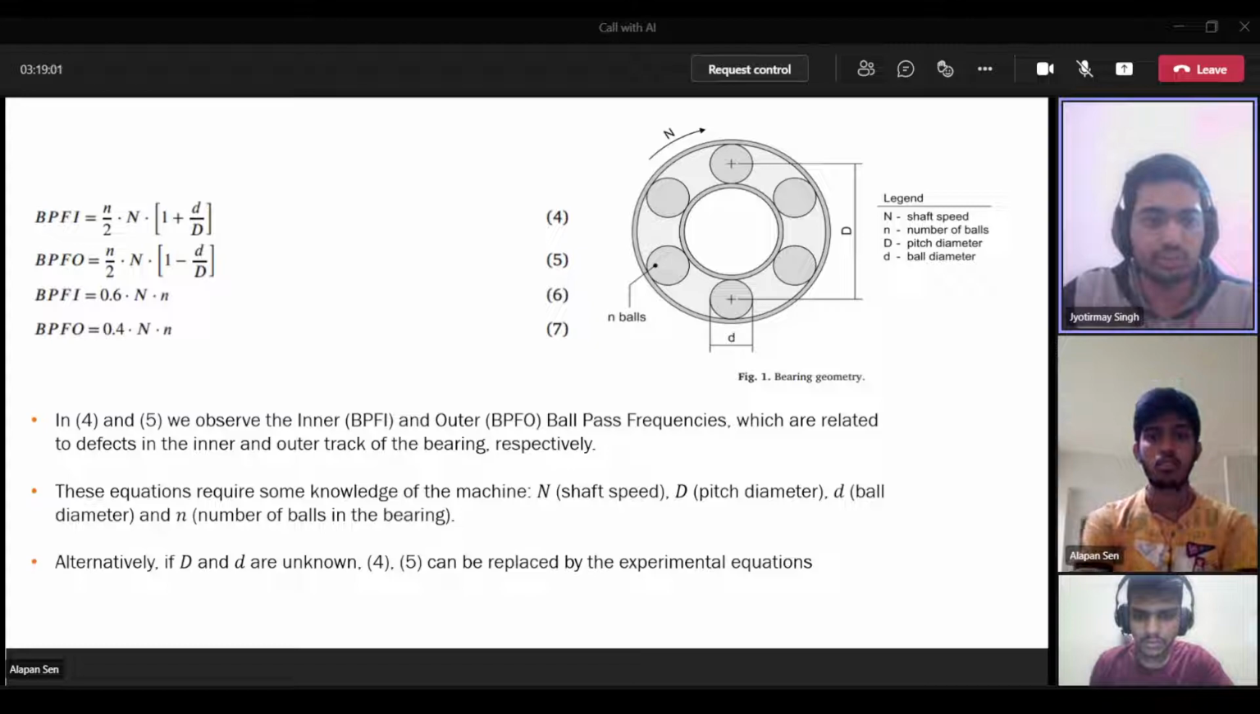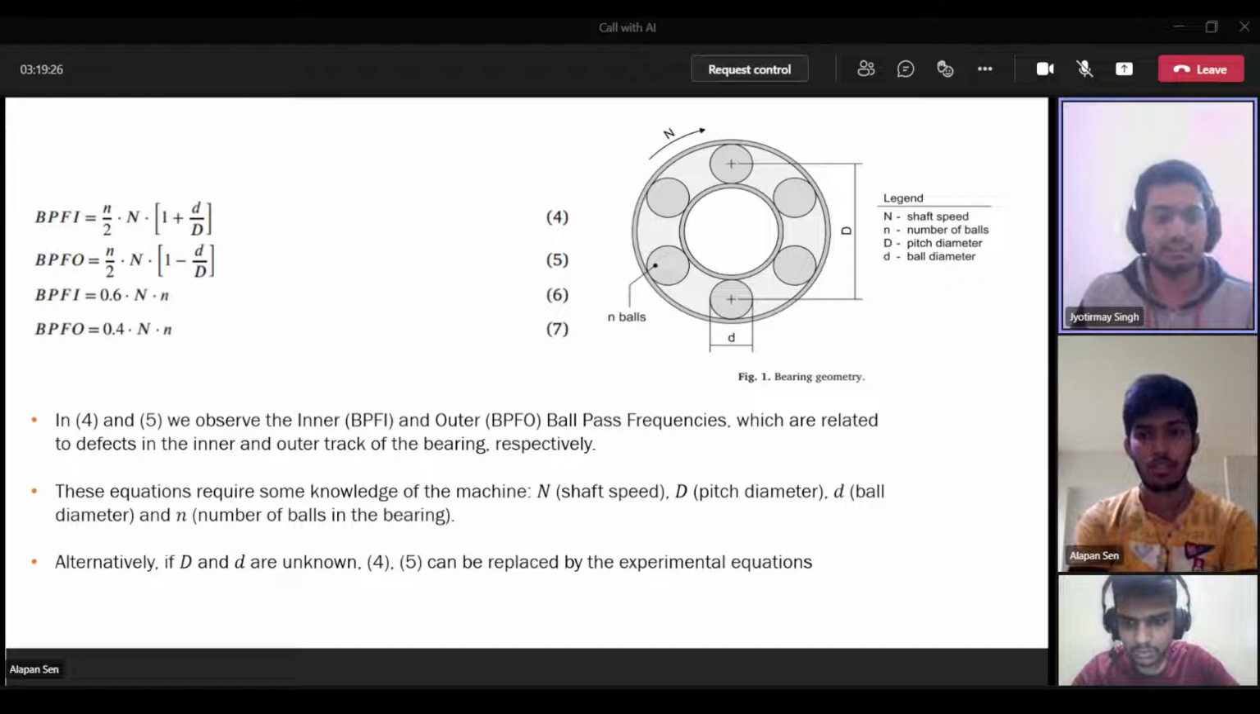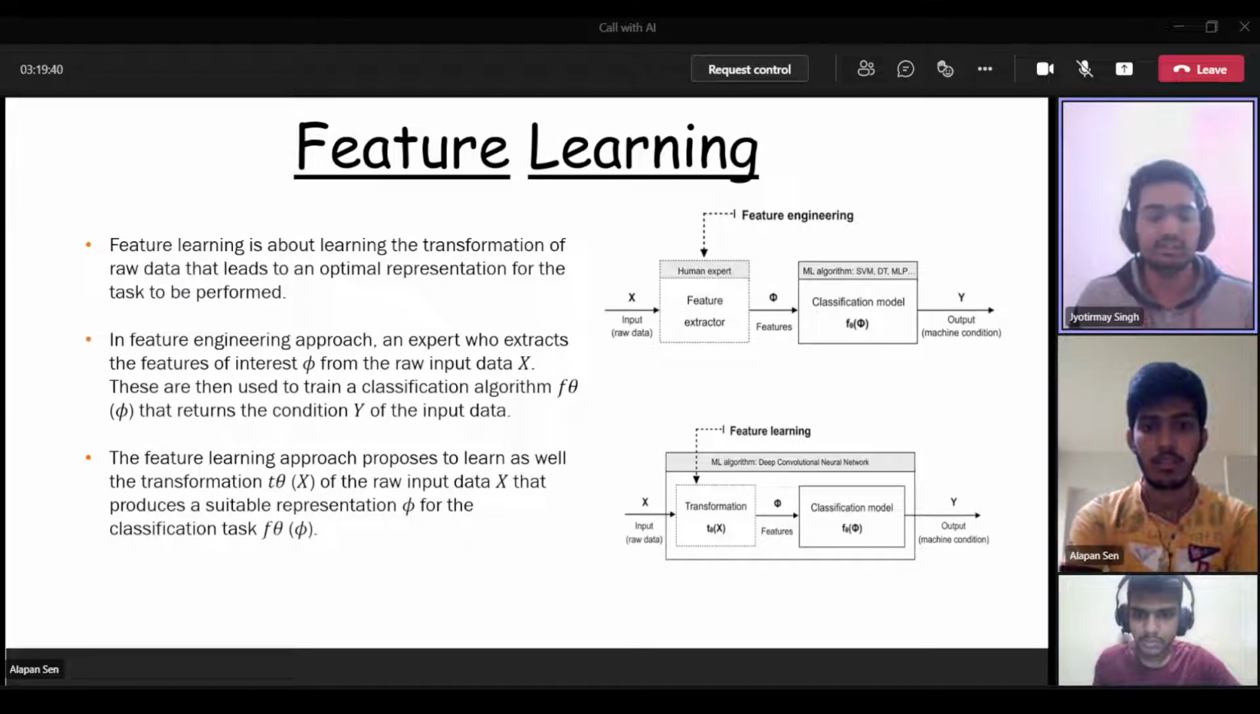As you can see in those equations, BPFI and BPFO are related to defects in the inner and outer track of the bearing respectively. These equations require some knowledge of the machine. On the right side of that image, we have been provided with shaft speed, number of balls, pitch diameter and ball diameter. These are required to find the values of BPFI and BPFO. Alternatively, if capital D and small d are unknown, equations 4 and 5 can be replaced by experimental equations. We can also find some experimental equations.